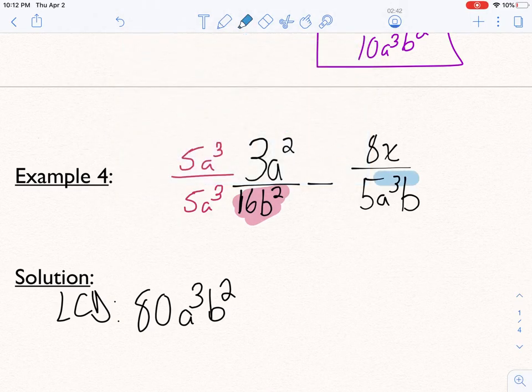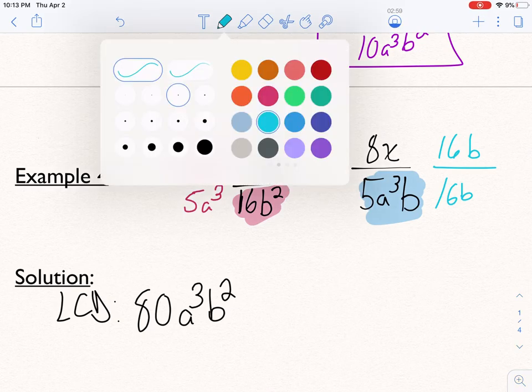So now let's look to the right side. 5a to the third b. 5 times what gives me 80? Well, that'd be 16. I have my a to the third, but I'm missing a b, so I put that up there. Alright, so now I can go ahead and multiply.